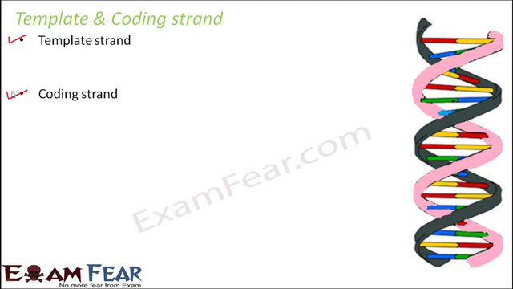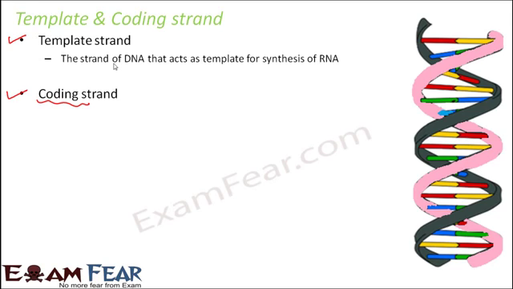The coding strand is not going to code for anything; it is actually a misnomer. It says coding strand, but actually this strand doesn't code for anything. It is the template strand which codes for the RNA, and RNA in turn codes for protein. So let us see what the template strand is. It is the strand of DNA that acts as template for synthesis of RNA. So this strand directly decides what would be the strand of RNA that is getting synthesized. Whereas the coding strand is the other strand which doesn't code for anything but still is known as the coding strand.